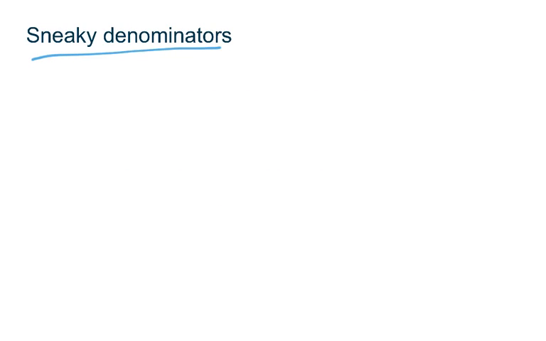There's a better phrase for this: the sneaky denominator could be thought of as an inverse denominator. It's a denominator, or two denominators, that are really similar to each other, except for one little detail. So let's take a look at an example.